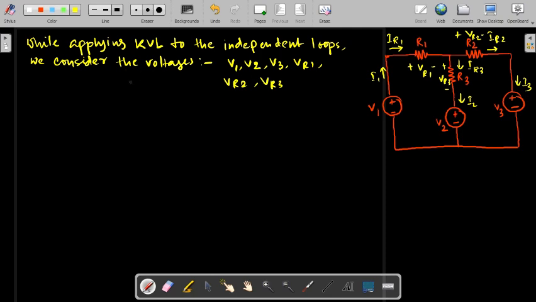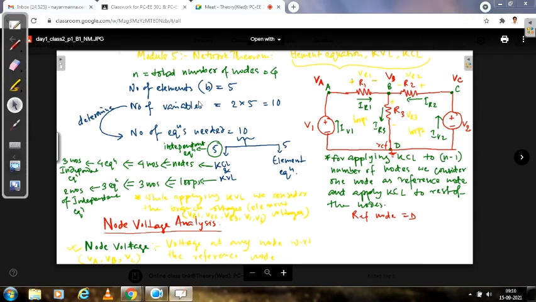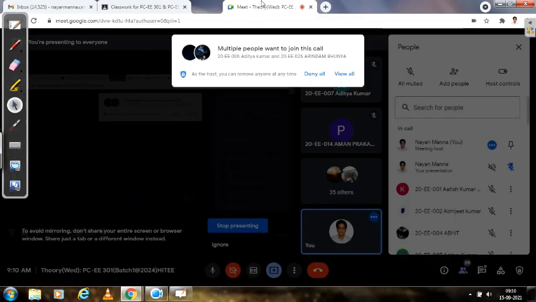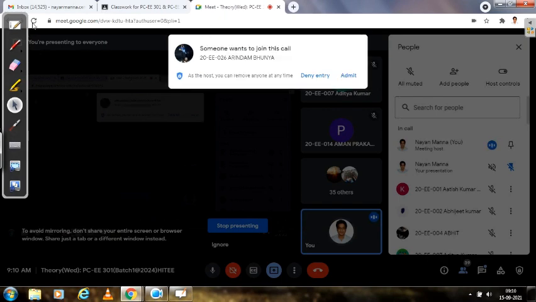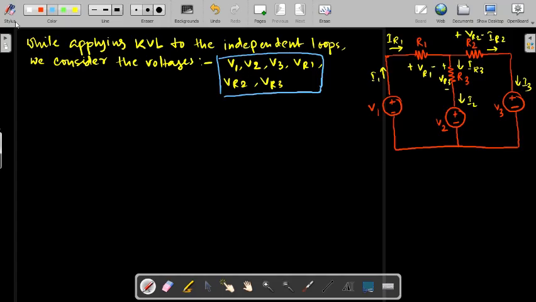So all these voltages are called as, so what are these voltages? Can anyone say? What are these voltages? V, R1, R2, R3? Anyone? Hello? Branch voltage. Yes, so all these are the branch voltages.